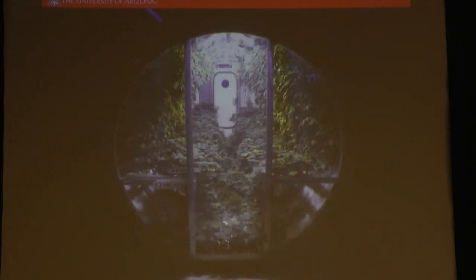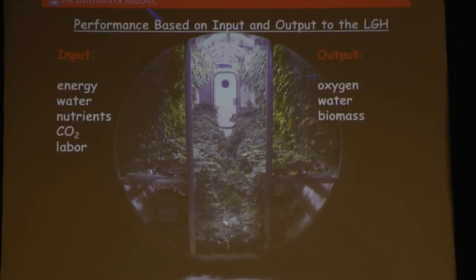Here we are with the end view on a very good day. That should be every day. It takes a while to get to this point, of course. And then you reach a steady state condition, and what we would do then is monitor the inputs and the outputs. And Dr. Kozai this morning mentioned the resource utilization efficiency. And here is really what we're doing. We're just monitoring energy, water, nutrients, carbon dioxide, and labor that goes into the system, and looking for these 3 critical components coming out and trying to determine some efficiencies.